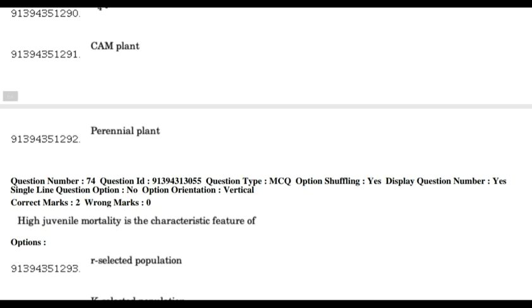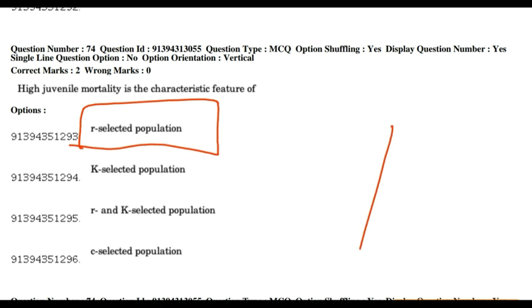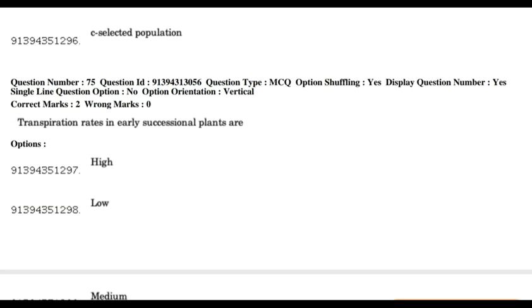Next, high juvenile mortality is the characteristic feature of R selected population. So next, transpiration rates in early successional plants are high.